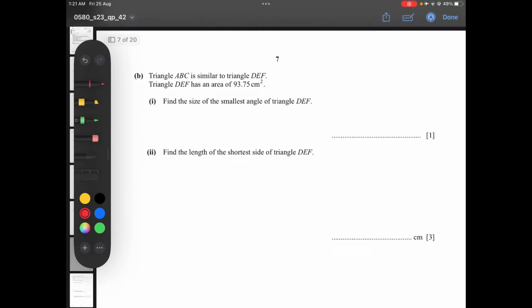Find the size. Okay, triangle ABC is similar to triangle DEF. They are similar triangles, their lengths can be different but in the same ratio, the angles are the same, and the areas are of course dependent on the same ratio. Triangle DEF has an area of 93.75. Find the size of the smallest angle. Now this angle is going to be the same in the triangle ABC.